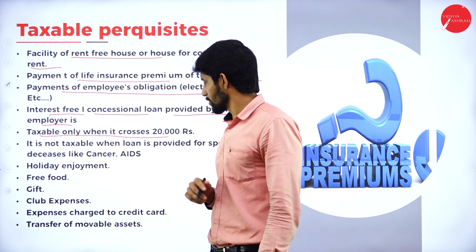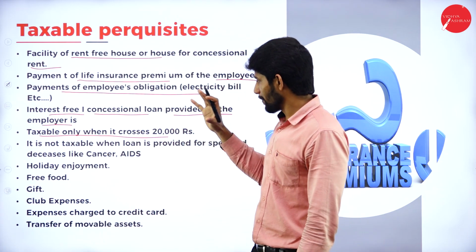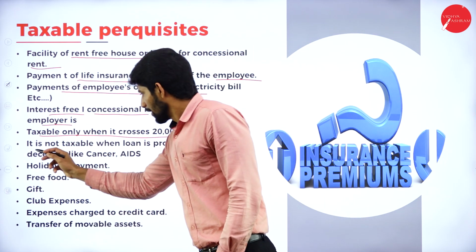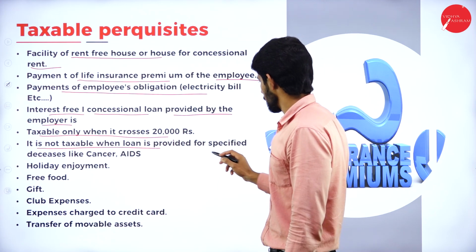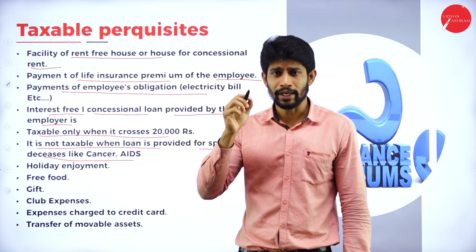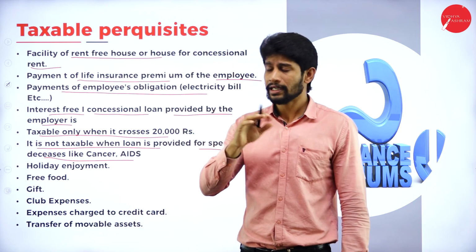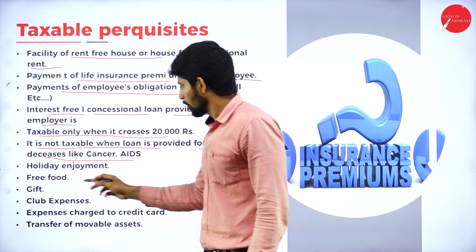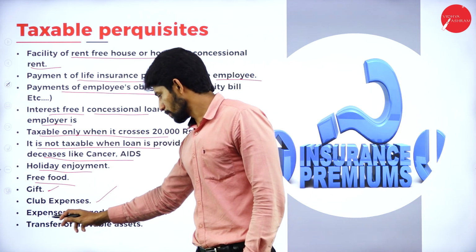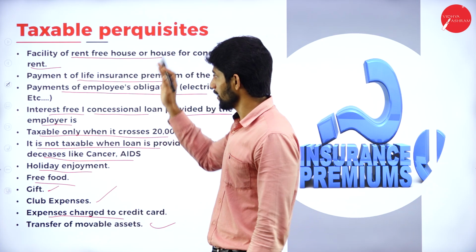Taxable only when it crosses 20,000 rupees. Yes, an interest-free loan given by the employer is taxable if it crosses 20,000 rupees. It is not taxable when the loan is provided for specified diseases like cancer, AIDS, etc. So any loan given for the purpose of diseases like cancer or AIDS is not taxable. Next, holiday enjoyment, free food, gifts, club expenses, expenses charged to credit card and transfer of movable assets. So these are all the taxable perquisites.